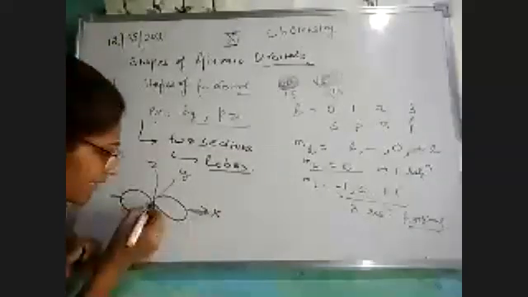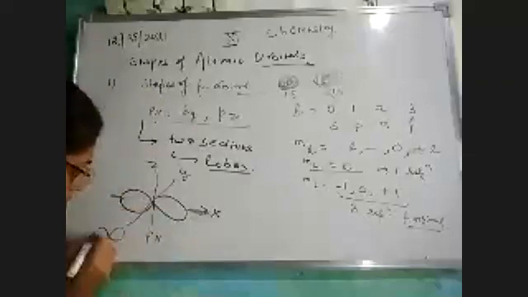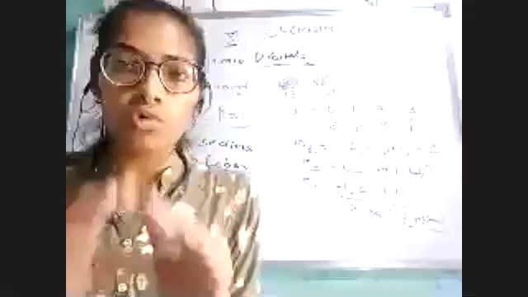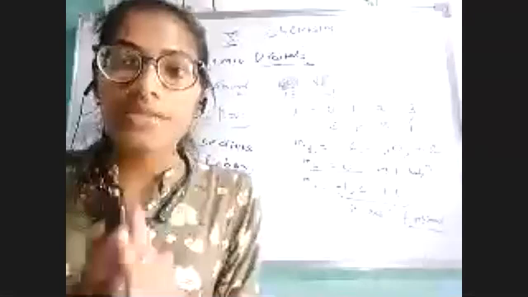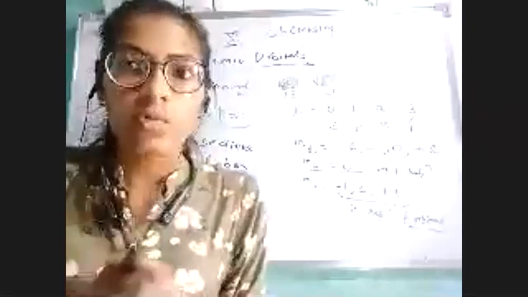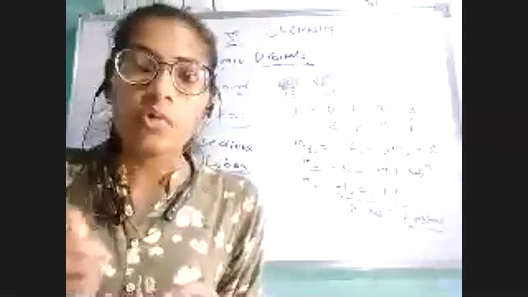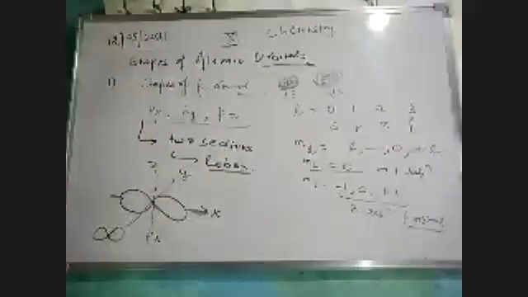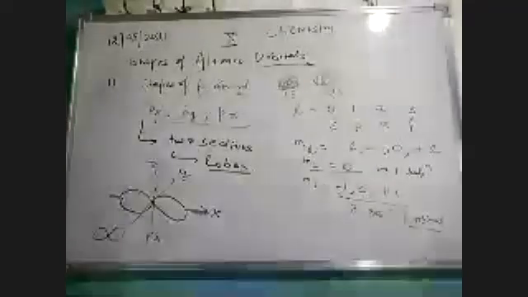Now, this particular point where these two lobes meet, there is also a node. Where the two lobes meet in px, there is a node, and the node represents where the probability of finding an electron is zero. It is nothing. We cannot find our electron over there. So this is our px, and this representation where the two lobes meet is known as the node or nodal surface.